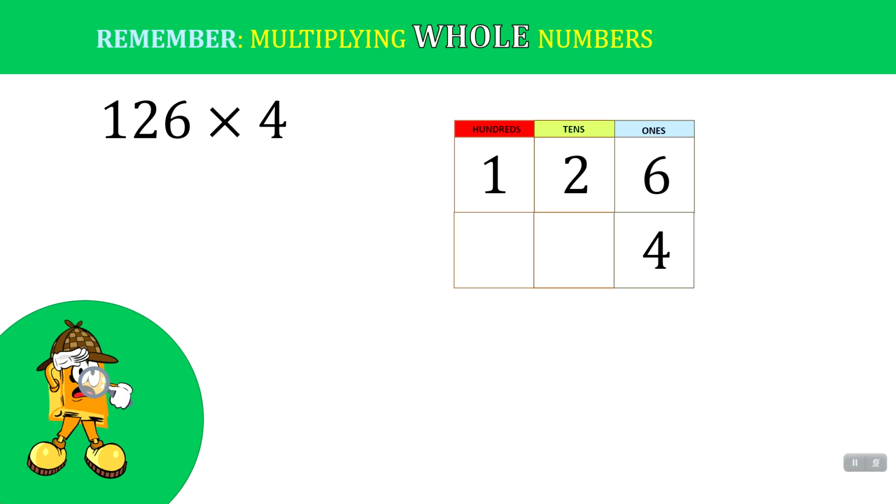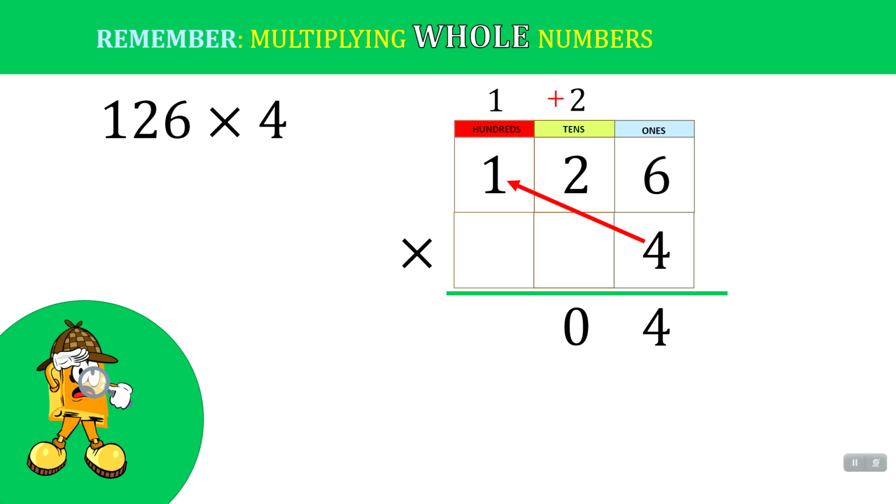And then when we multiply by 4, we start off with the ones column. 4 times 6 is 24. We write the 4 and we carry the 2. Now we multiply 4 times 2, which is 8, plus 2 is 10. We write the 0 and we carry the 1. Now we multiply by the hundreds column. 4 times 1 is 4, plus 1 is 5. And so our answer is 504 in this example.